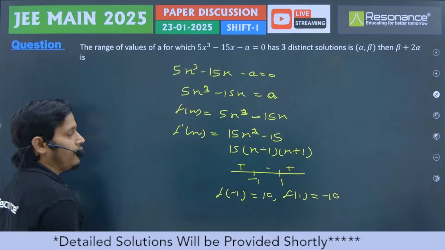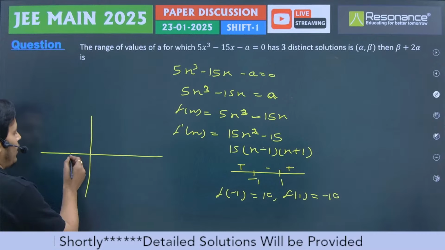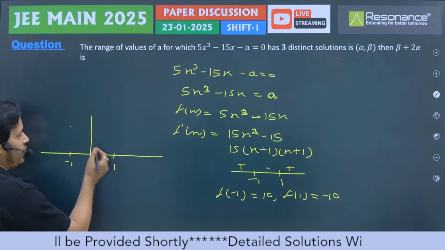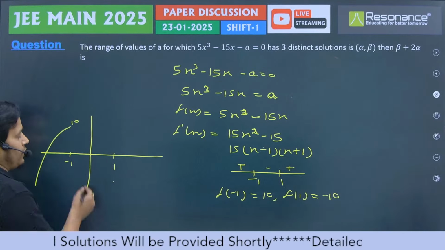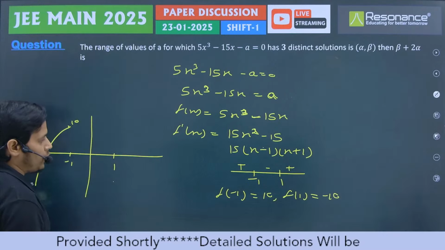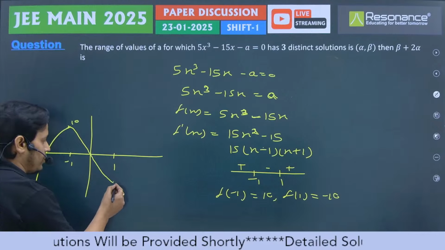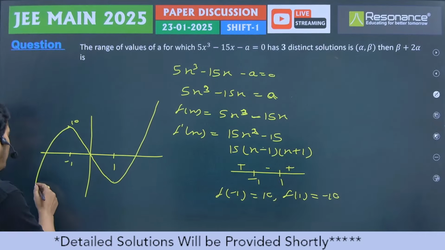Now, if we draw the graph, minus 1, plus 1. At minus 1 the value is 10. At plus 1 the value is minus 10. Before minus 1 it is increasing. Minus 1 to 1 it is decreasing, and at 0 the value is 0. It is decreasing, then again it is increasing. So this is the graph of f(x).